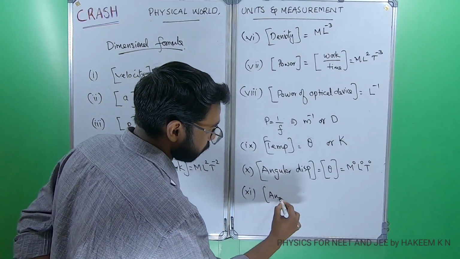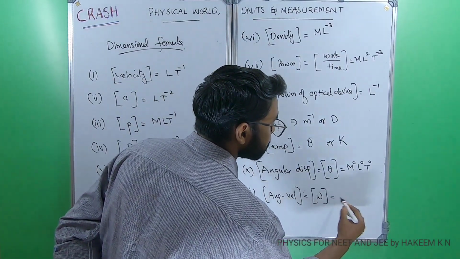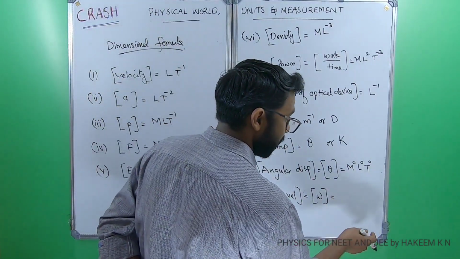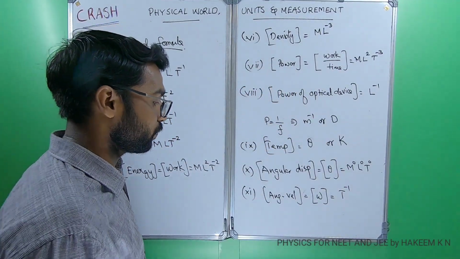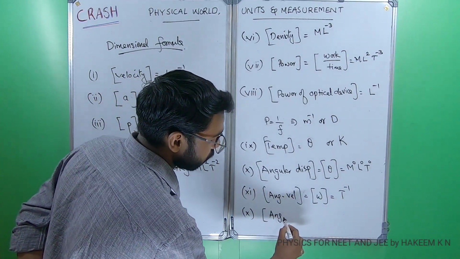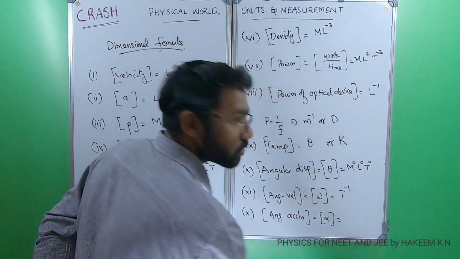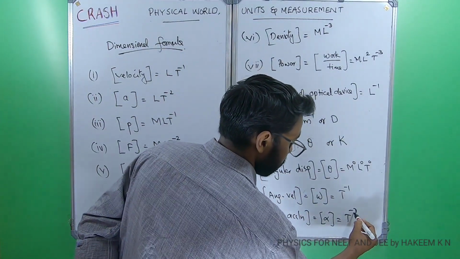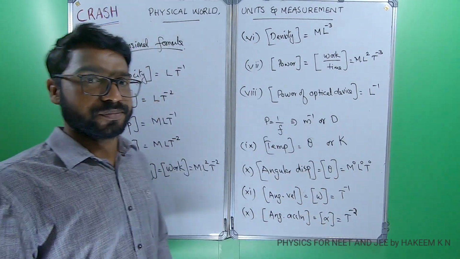And what is the dimensional formula of angular velocity? It is omega. Omega is theta by t, angular displacement by time, or d theta by dt. So radian per second. So the dimensional formula is T power minus 1 only. Okay. And what about the dimensional formula of angular acceleration? Its symbol is alpha. Angular acceleration unit is radian per second square. So it is T power minus 2. The dimensional formula of angular acceleration is T power minus 2.